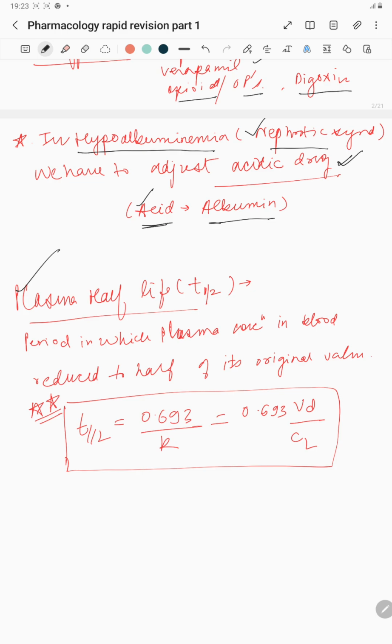Next important concept is plasma half-life. What is half-life? The period in which the plasma concentration in the blood is reduced to half of its original value. So the important formula of half-life is 0.693 divided by the constant, which is equal to 0.693 multiplied by volume of distribution divided by clearance. So this is the formula-based question asked recently in INICET November exam 2024.